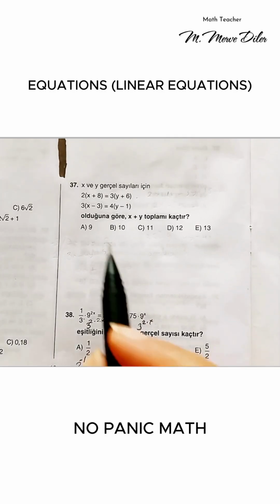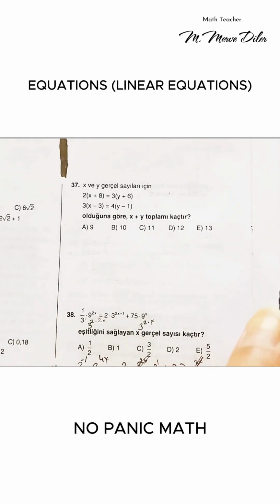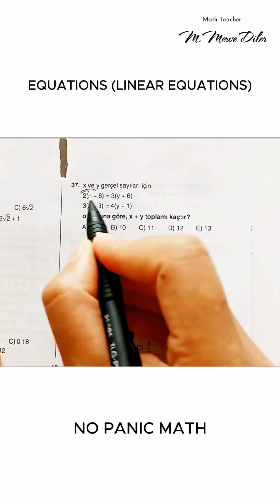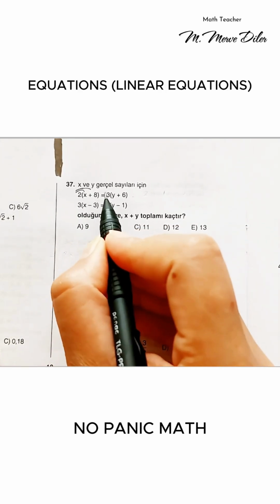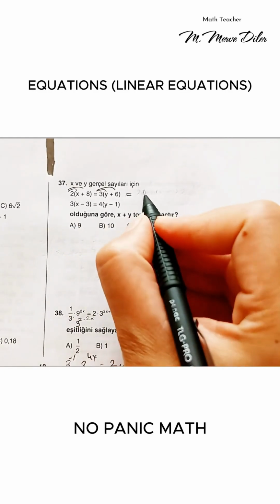Hello, guys. We are given two equations for real numbers x and y, and we're asked for the sum x plus y. Okay, here, of course, we're going to use the distributive property. Look, we're going to distribute all the terms inside the parentheses here. Let's tidy things up and see what we get.